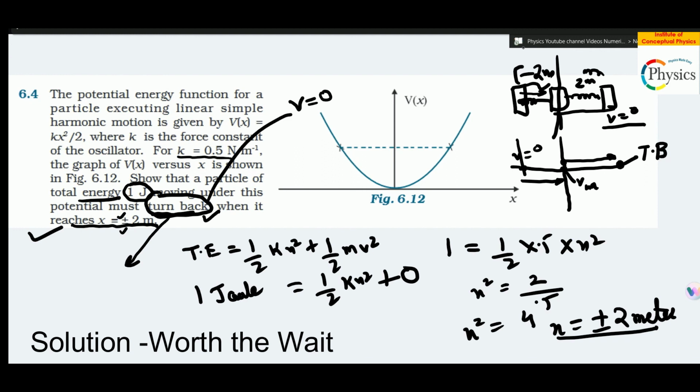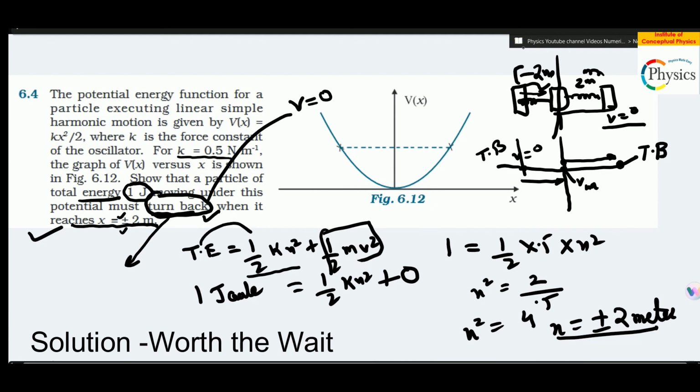Turn back means the potential energy is what it is. There is no kinetic energy, and therefore I completely removed this. I completely changed the total energy into potential energy only, and I was able to get the points of turn back.